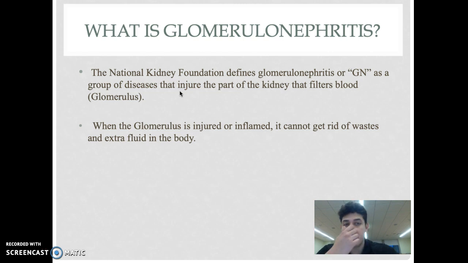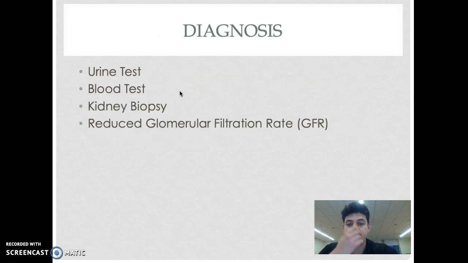The National Kidney Foundation defines glomerulonephritis, or GN, as a group of diseases that injure the part of the kidney that filters blood. When the glomerulus is injured or inflamed, it cannot get rid of waste and extra fluid in the body. Some of the ways to diagnose this disease are by a urine test, a blood test, a kidney biopsy, or by the GFR, or reduced glomerular filtration rate.